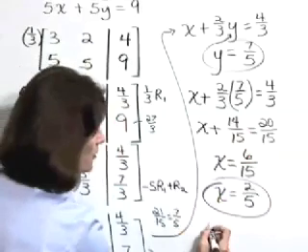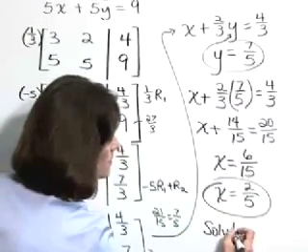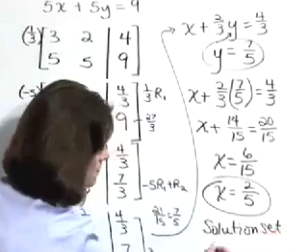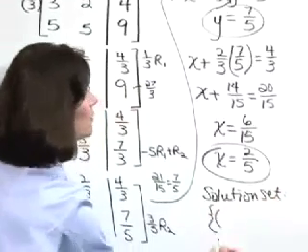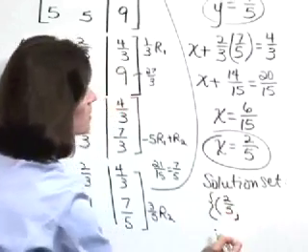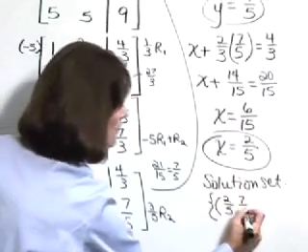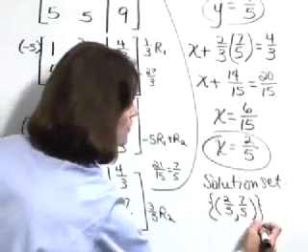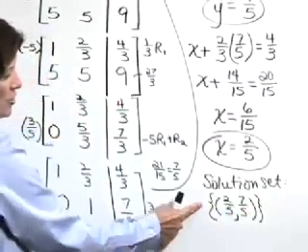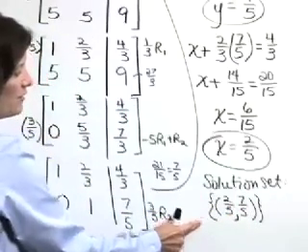So we have our solution set. It is x is equal to 2/5. y is equal to 7/5. It's always wise to check those values in your original equations. If you do, that check will verify that we do indeed have the correct solution.